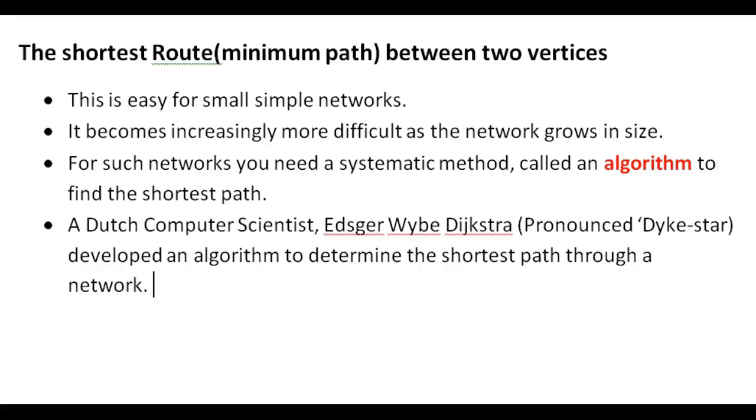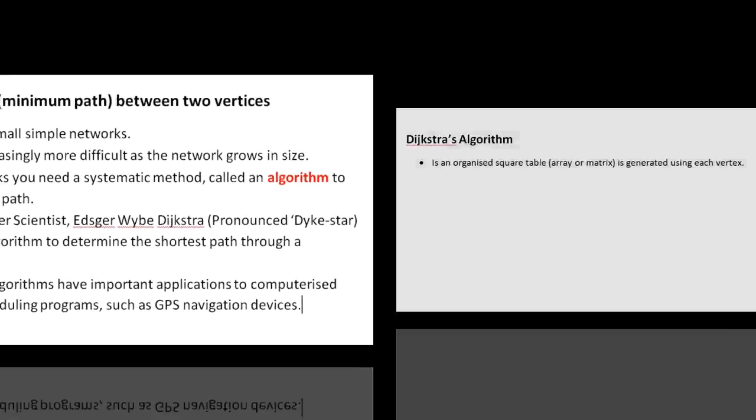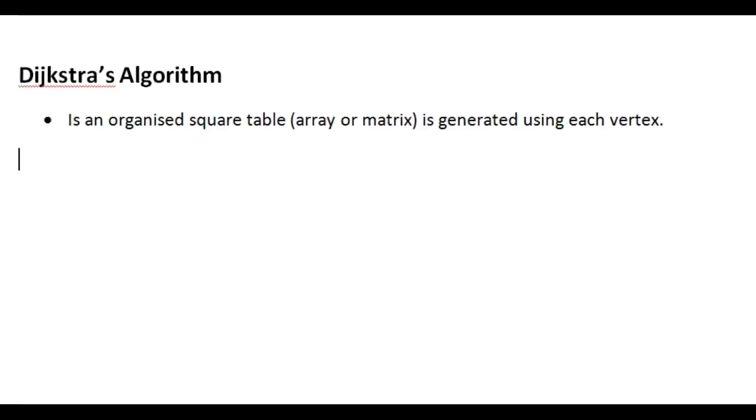A Dutch computer scientist, Dijkstra, developed an algorithm to determine the shortest path through a network. His algorithm and others have important applications to computerized routing and scheduling programs, such as the GPS navigation devices that lots of people use today. Let's have a look at the steps we need for Dijkstra's algorithm.